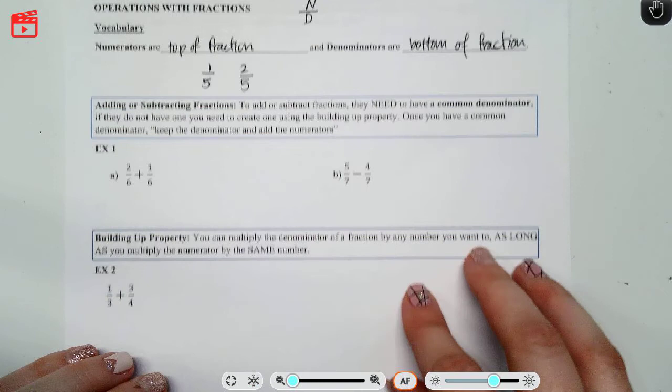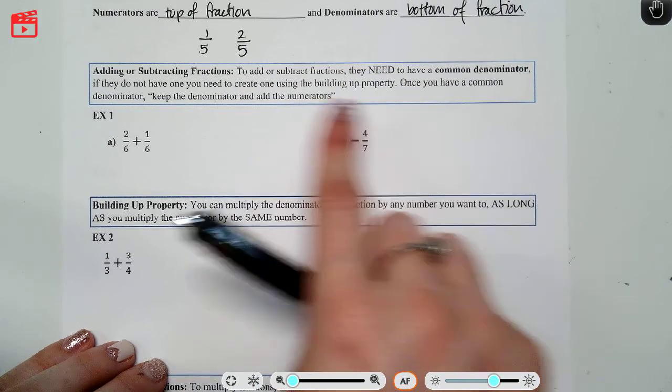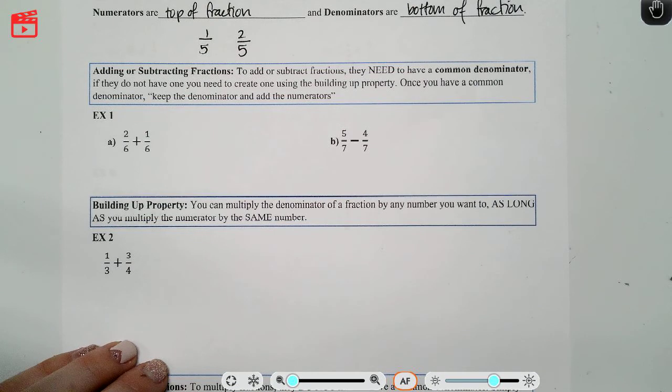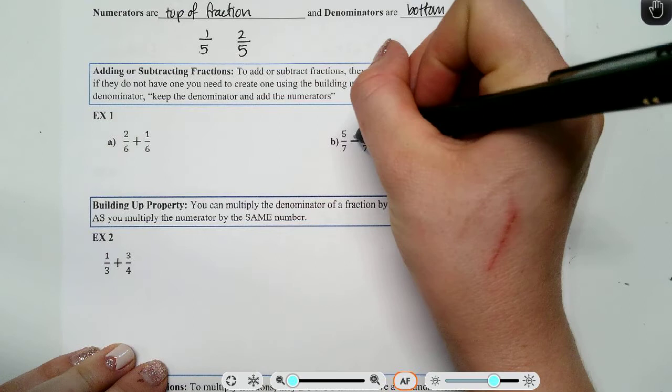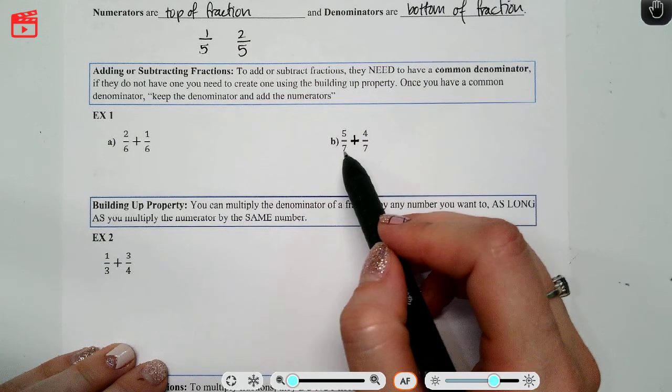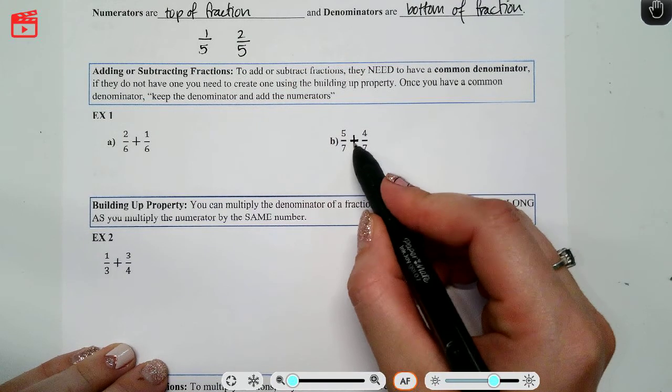Okay, so once you have a common denominator, we keep the denominator and then add up the numerators. Okay, so we add the top number. Oops, sorry, that's supposed to be a plus sign right there. Please go ahead and change that on your paper. That should be a plus sign.